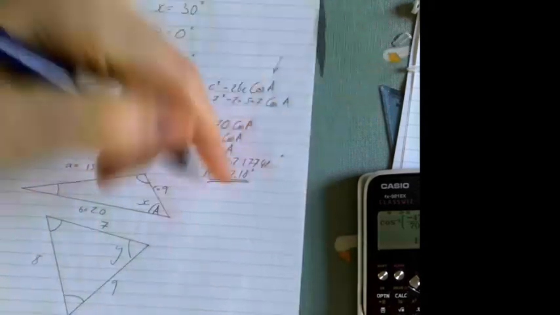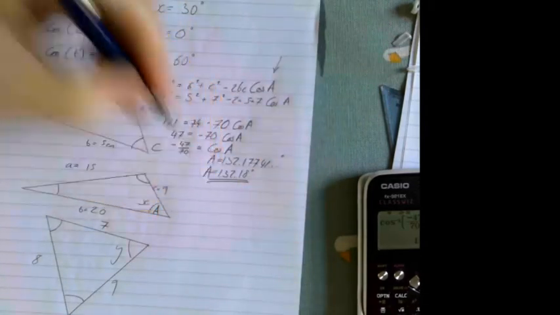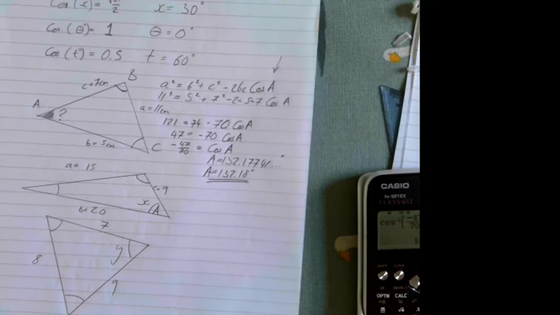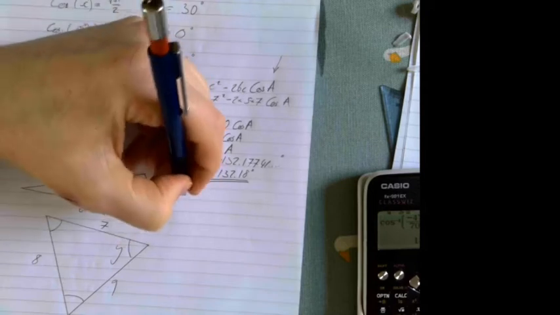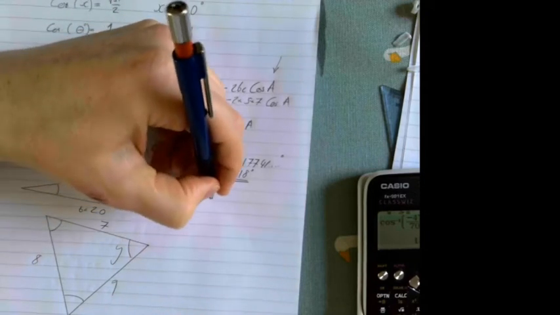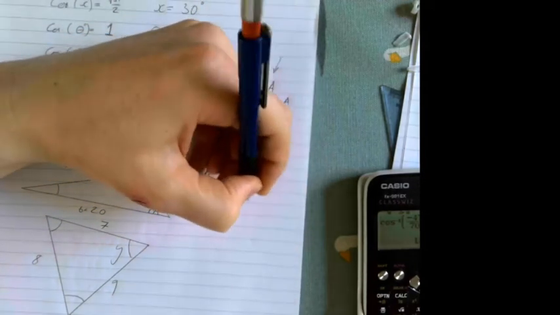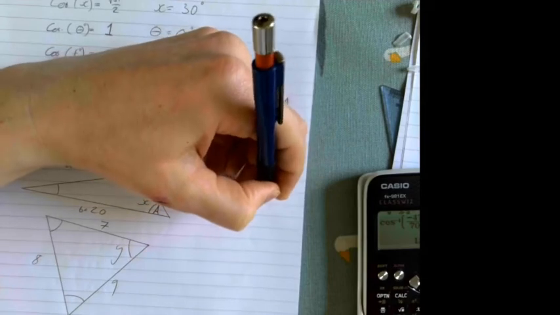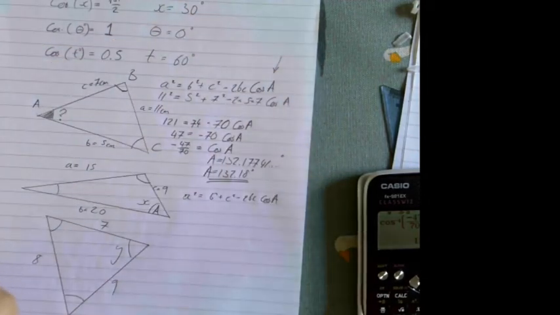I'm going to write out my cosine rule. I'd like you to do that now, please. Try and avoid looking at the screen, and then click play once you've had a go, and you should have written A squared is equal to B squared plus C squared minus 2bc cos A. Alright.